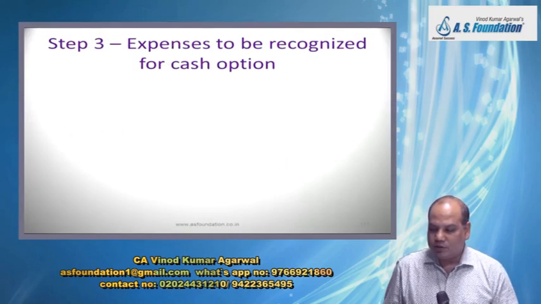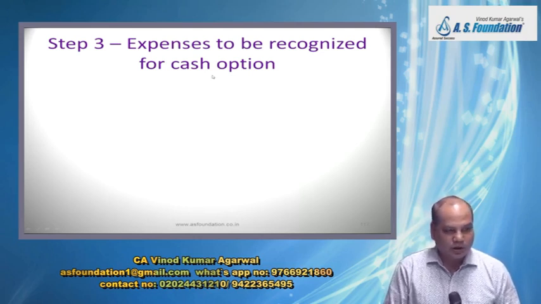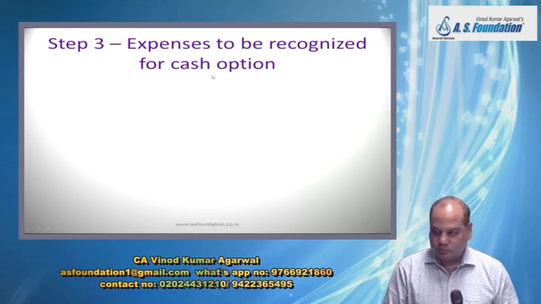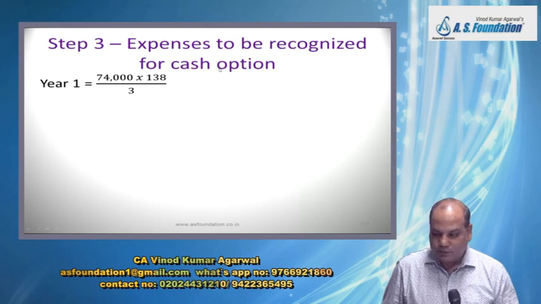Now write down step 3. Expense to be recognized for cash option. First year you tell me. First year is easy. What is the fair value at the end of that year? 138 into 74,000 divided by 3. 34 lakh 4,000. So this is also a presentation you can follow for fast calculation.